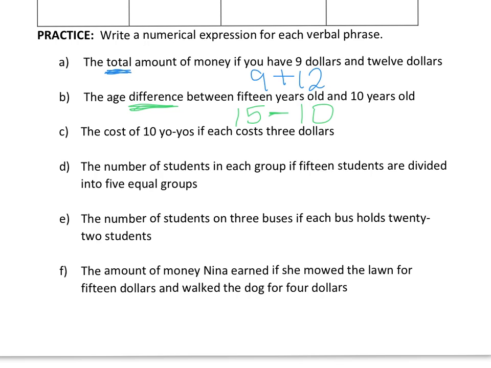In letter C, the cost of 10 yo-yos if each costs $3. Now, this one is where you would actually have to use the word each. We know that they want to know how much 10 of the yo-yos would cost if each one is 3, meaning that one is 3. So we want to know that 10 is going to be multiplied by the number 3. So in this case, the key word is each, and each would mean to multiply.